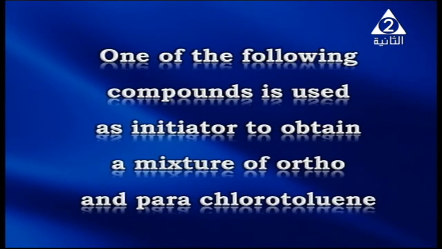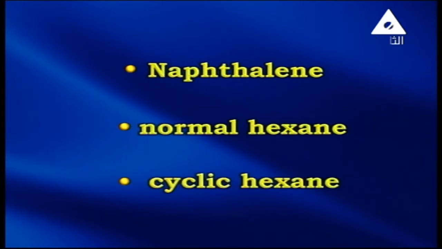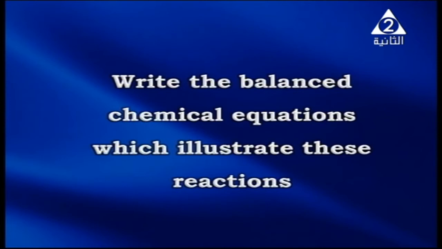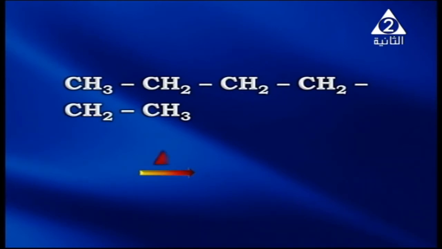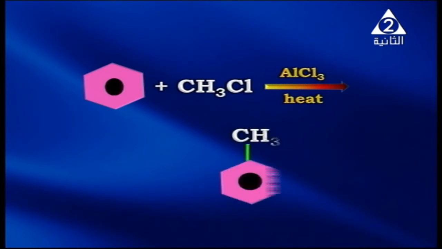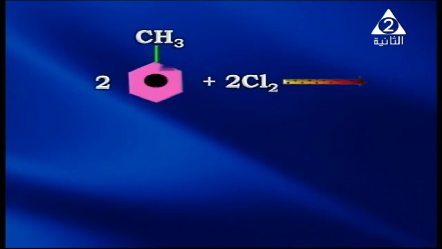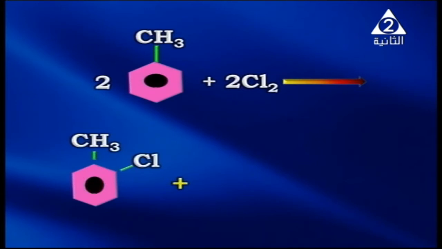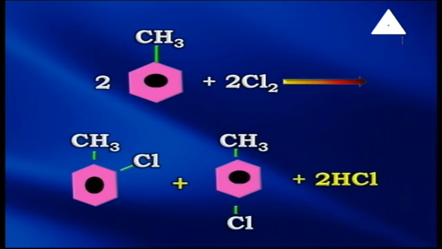Next type of question. One of the following compounds is used as an initiator to obtain a mixture of ortho and para chlorotoluene: naphthalene, normal hexane, cyclohexane. Write the balanced equation to illustrate this reaction. Here, normal hexane by heating, with the catalytic reforming method, gives benzene and releases 4H2. Then benzene plus methyl chloride in the presence of anhydrous aluminum chloride and heat gives toluene and releases HCl. Then the toluene by chlorination in the presence of iron gives orthochlorotoluene and parachlorotoluene, releasing 2 moles of HCl.